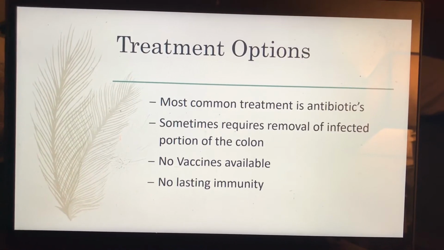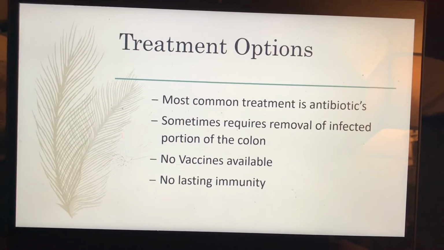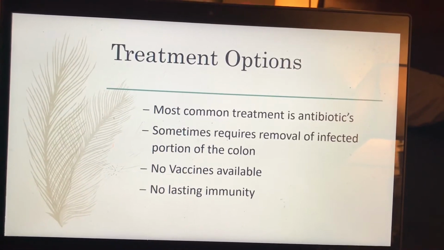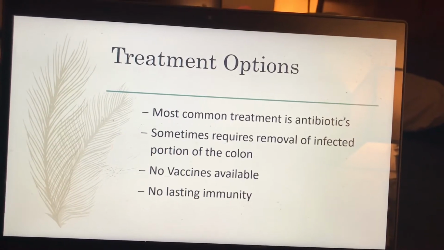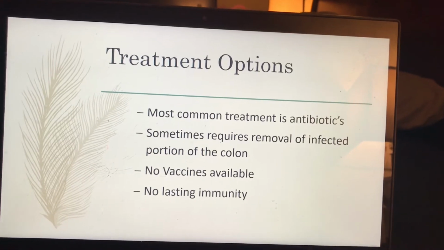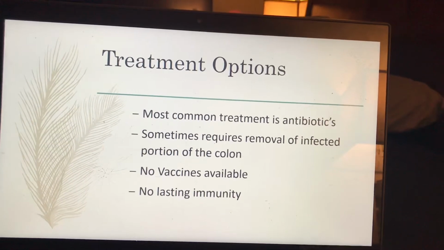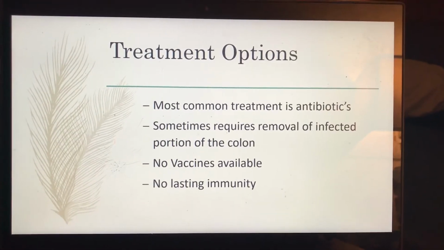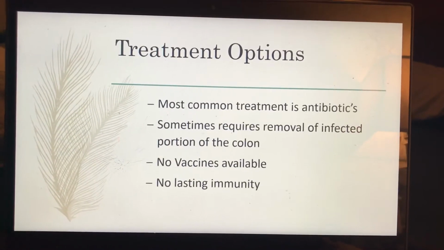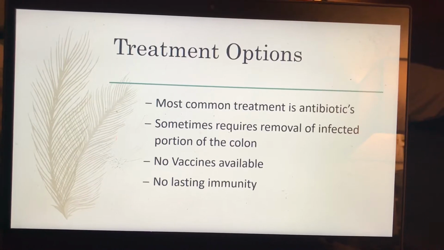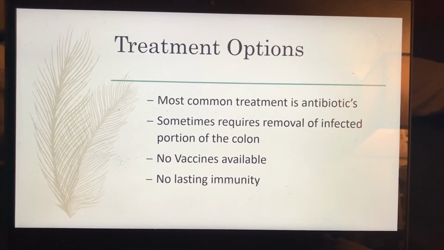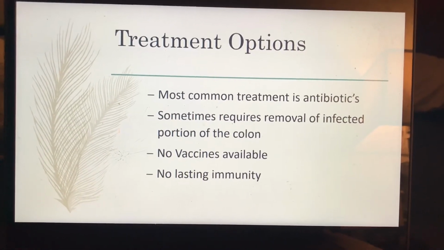The most common treatment for C. diff is antibiotics that can destroy the bacteria. If the infection is too severe, they might perform a colectomy, which is a removal of part of the colon. There are no vaccines available, and there's no lasting immunity, meaning that you can get this over and over again. There has been some leeway lately on new medicine to help with this treatment, but I will talk about that in a little bit.